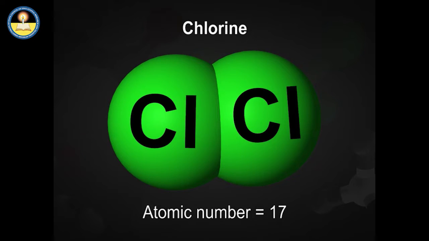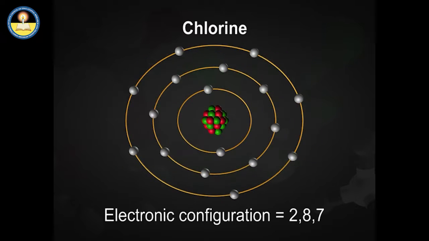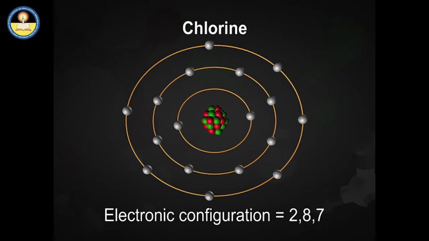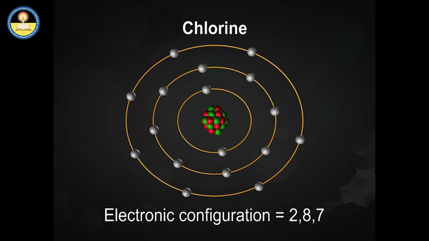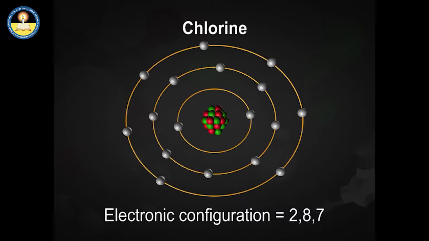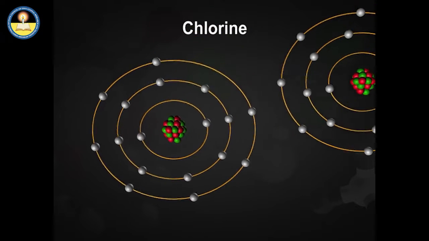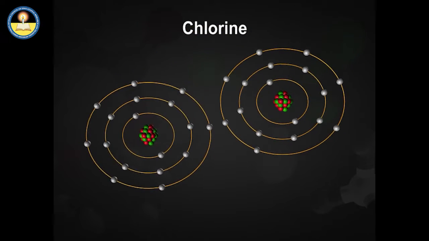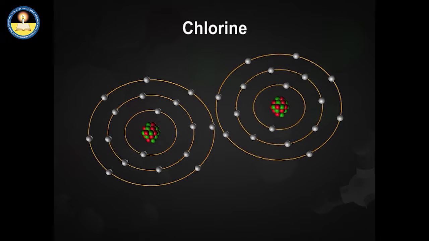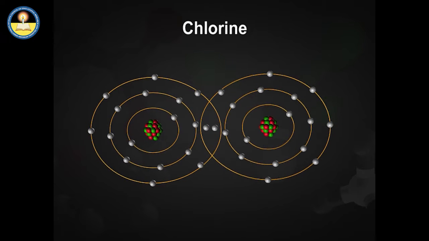The atomic number of chlorine is 17. Its electronic configuration is 2, 8, 7 and its valency is 7. When 2 atoms of chlorine come together, both have a tendency to gain electrons. So atoms share their electrons so as to attain noble gas configuration.